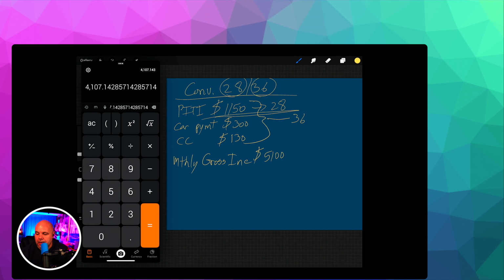5,100, that's right. So let's see. If we take that 1150 PITI and divide it by 28%, that gives us 4,107. Do they make 4,107? Yeah, so we're good there. They qualify under that.